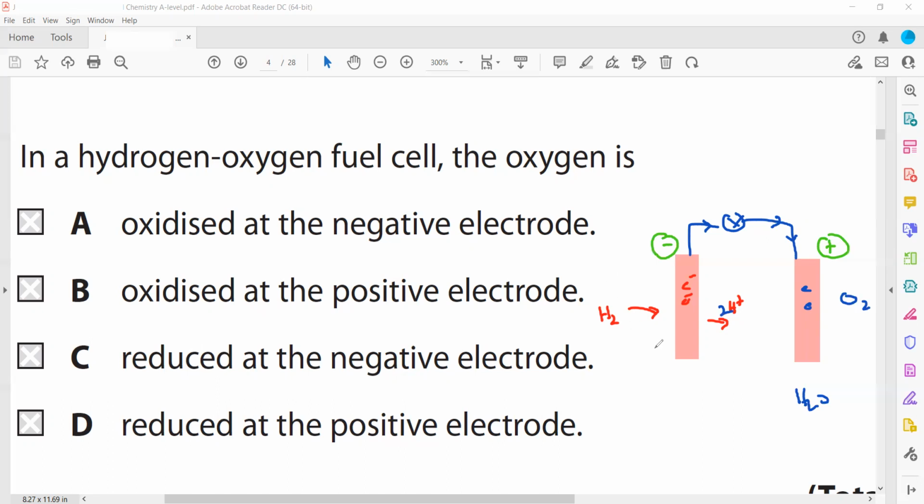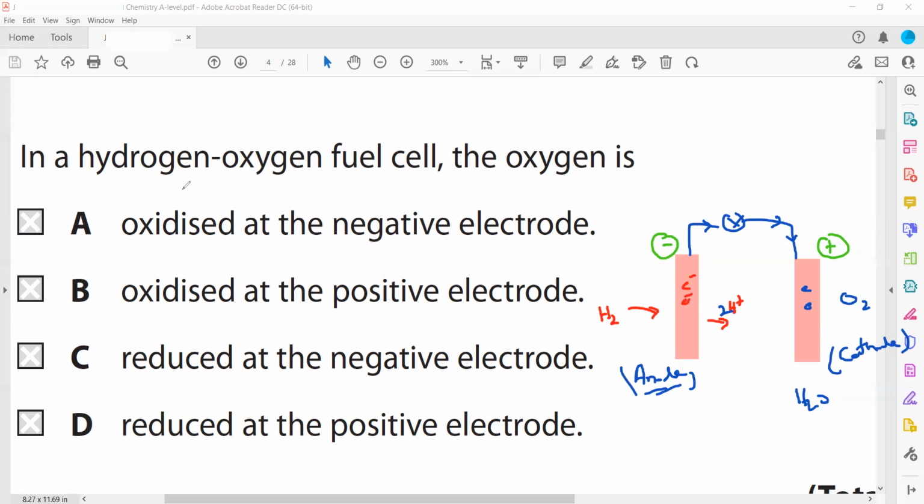So what we call this electrode, we call that the anode, because at the anode oxidation always happens. So this is the anode with reference to loss of electrons, and this is the cathode with reference to gain of electrons. So anode and cathode here refer to loss or gain of electrons, and negative electrode and positive electrode are referred to for the movement of electrons.